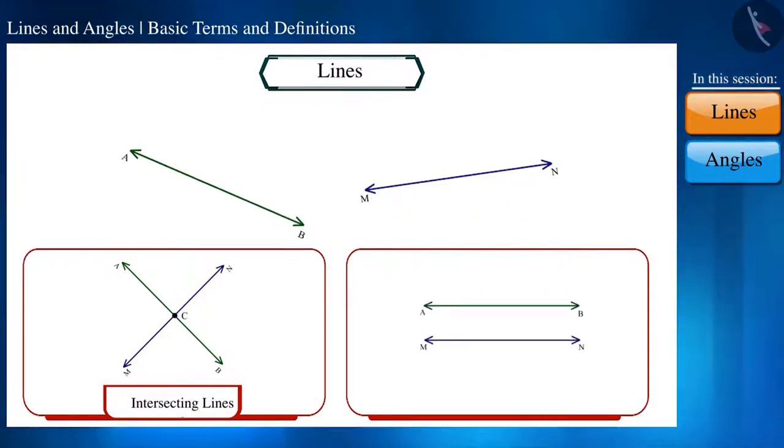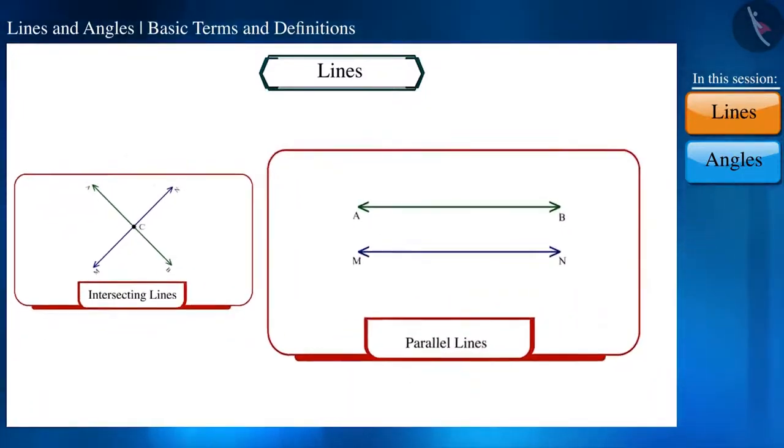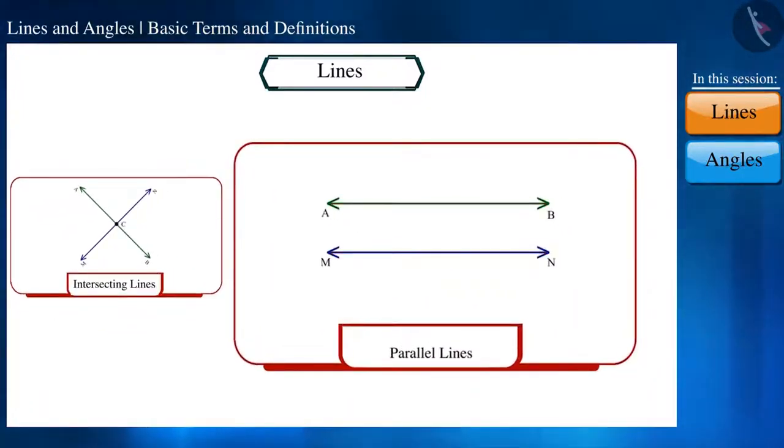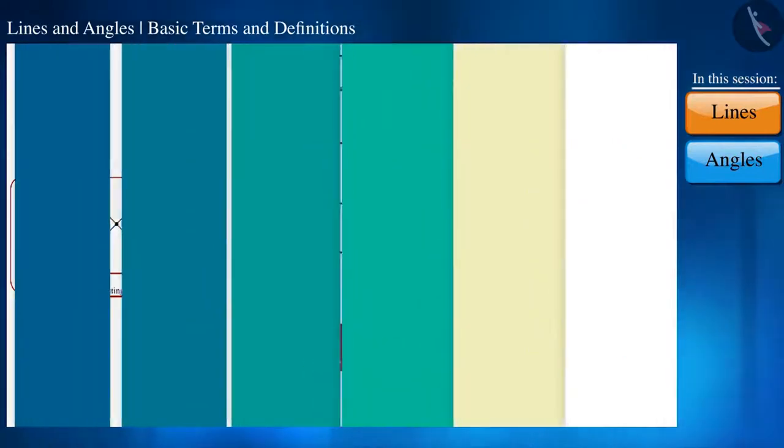And second, that which do not intersect each other. That is, they are parallel to each other. The length of the common perpendicular on the different points of these two parallel lines will be the same.